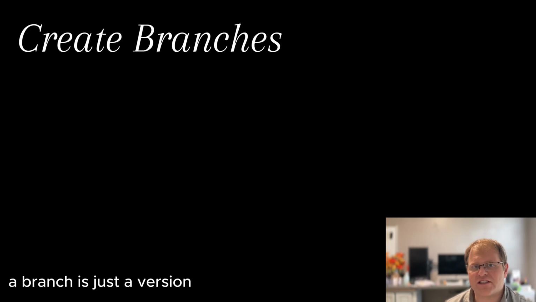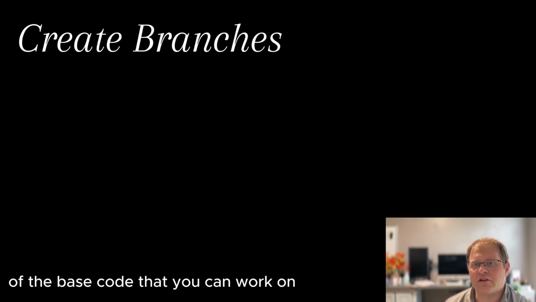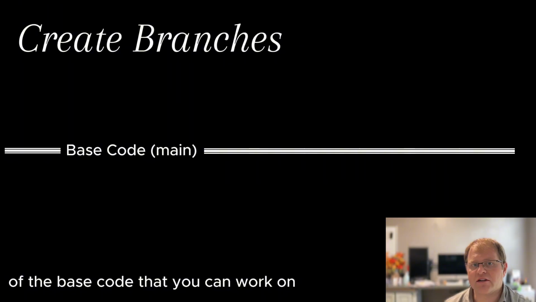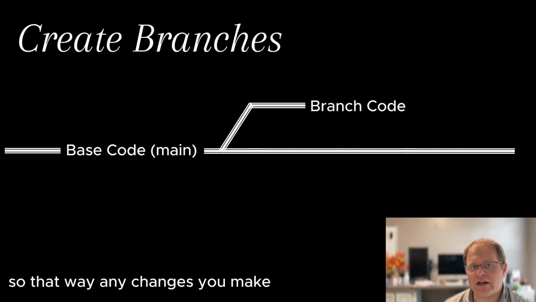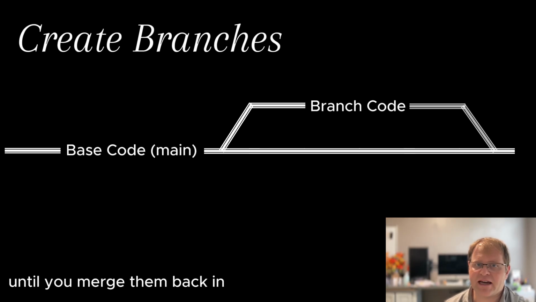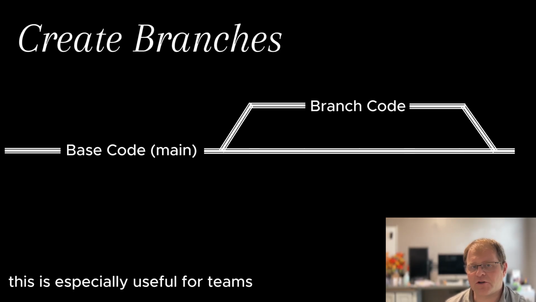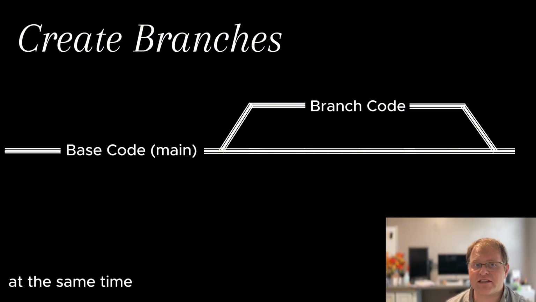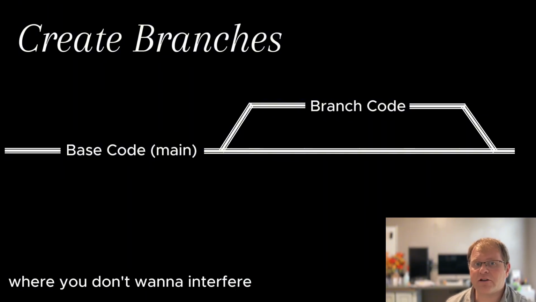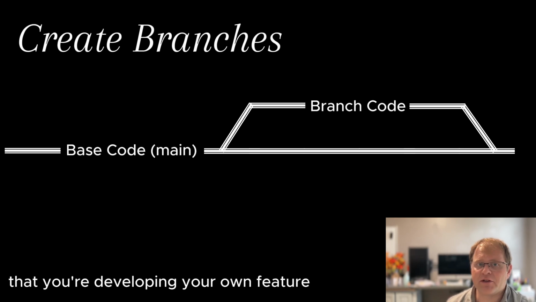There's a couple other things that version control systems allow us to do, which we'll cover here in a later module. The first one being it allows us to create branches. A branch is just a version of the base code that you can work on separate from the base code, so that way any changes you make don't affect that base code until you merge them back in. This is especially useful for teams who are working on multiple features at the same time, where you don't want to interfere with the coding of another developer at the same time that you're developing your own feature.